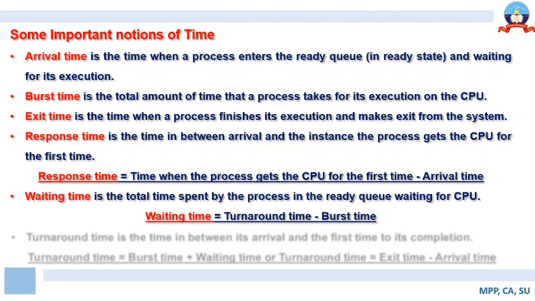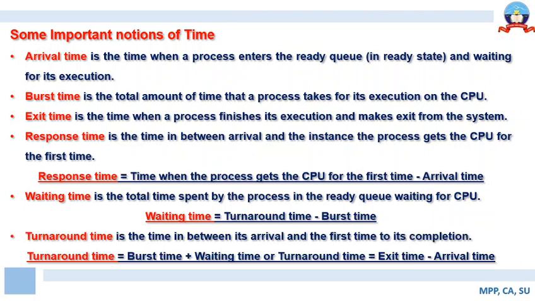Now the next notion of time is called waiting time. So waiting time is the total amount of time that a process spends in the ready queue waiting for its turn of CPU allotment for execution. Waiting time is equal to turnaround time minus the burst time. So this is the quantitative representation of waiting time.